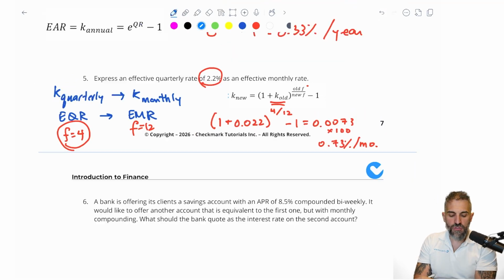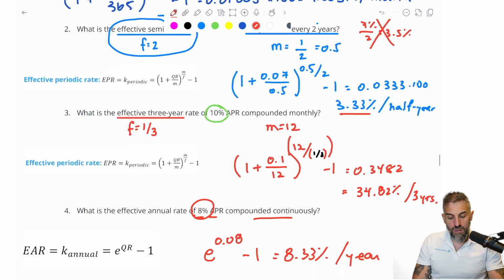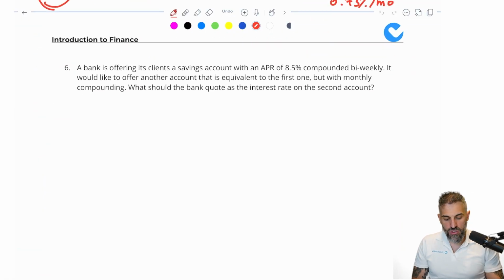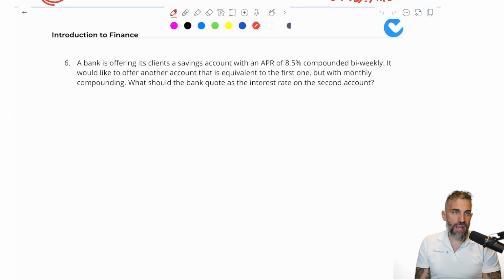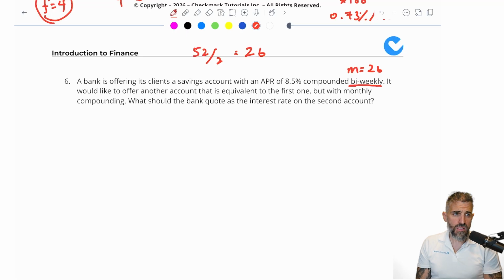Okay, so the first 5 exercises that we did here will not be standalone questions. This will just be part of the work of some larger question. One of the most common standalone interest rate questions I've seen, though, is this one here. A bank is offering its clients a savings account with an APR of 8.5% compounded bi-weekly. Bi means every 2, so bi-weekly means every 2 weeks. That means that your compounding is 26, because there are 52 weeks in a year, and you divide it by 2, that would be 26 periods.